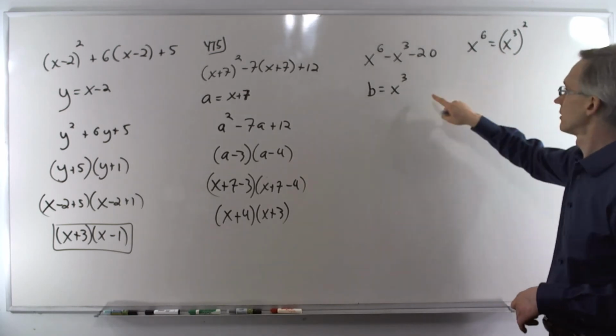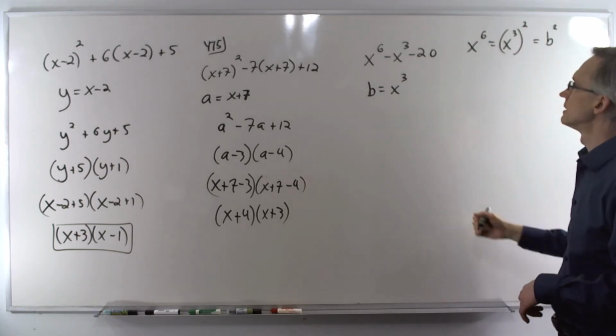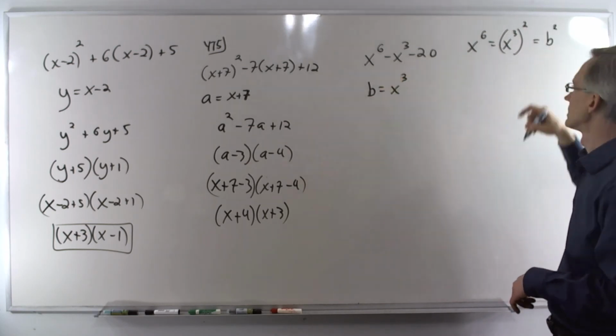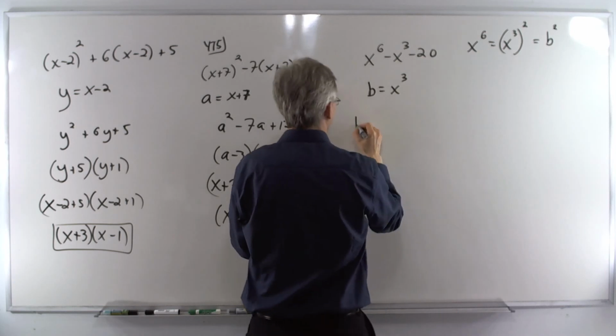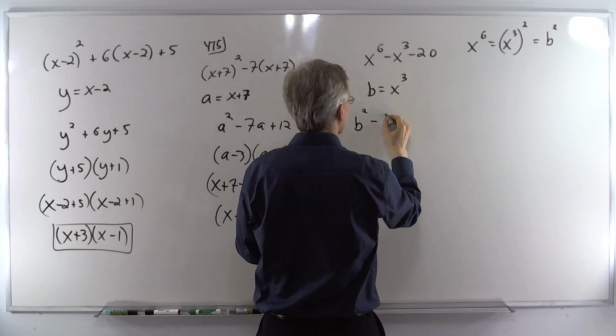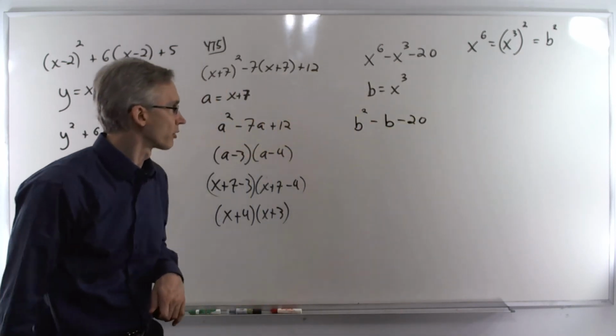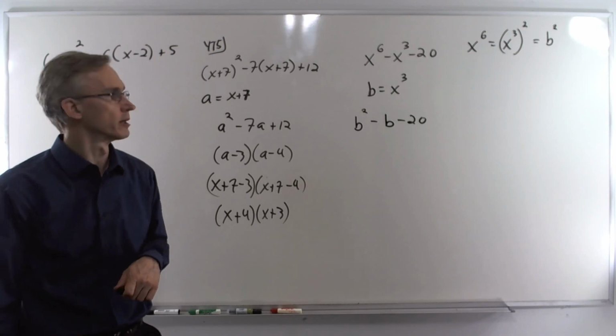Now, what was x to the 3rd? Well, that's just b. So we'll now substitute, and that becomes b squared. So x to the 6th can be written as b squared. All right, now we know x to the 3rd is b, so that becomes b and minus 20. So there's our quadratic b squared minus b minus 20.